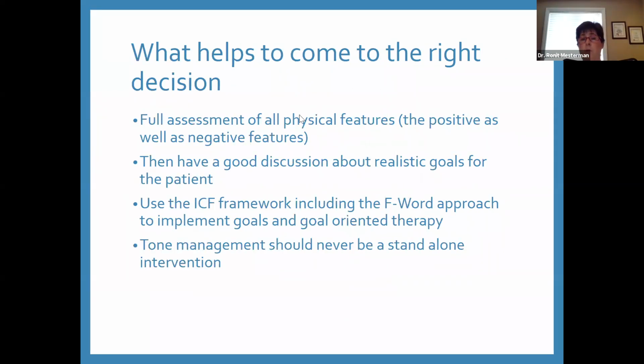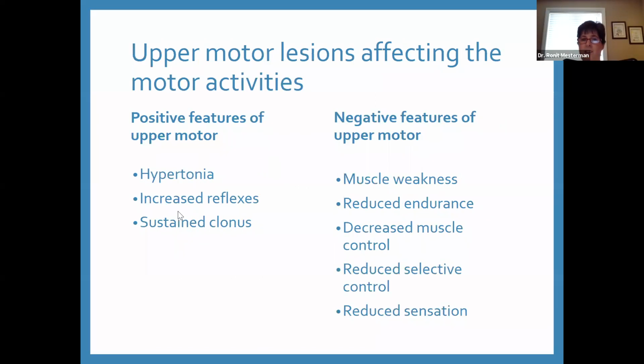What helps to come to the right decision? So start with a good assessment of all physical features. Again, we are very good in doing that part. We're not as consistent when it comes to assessing the strength. And sometimes it's really difficult, especially when the child is young. So we can't really involve them in strength testing, but we need to apply our observations.